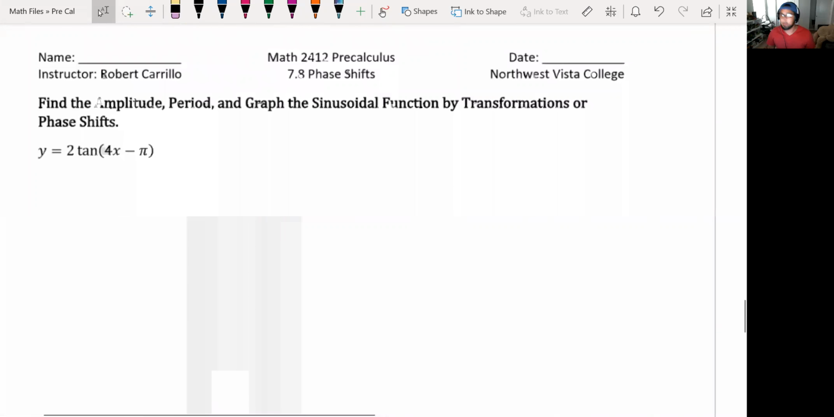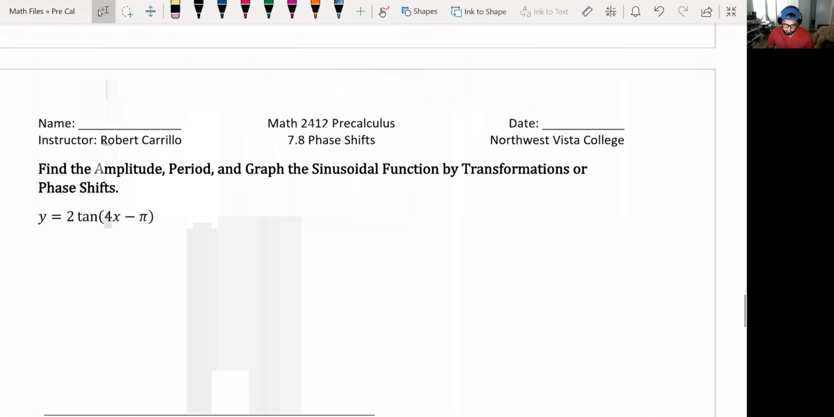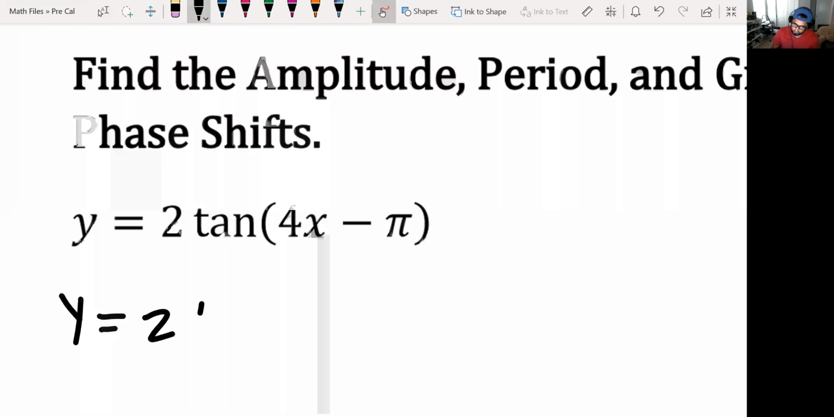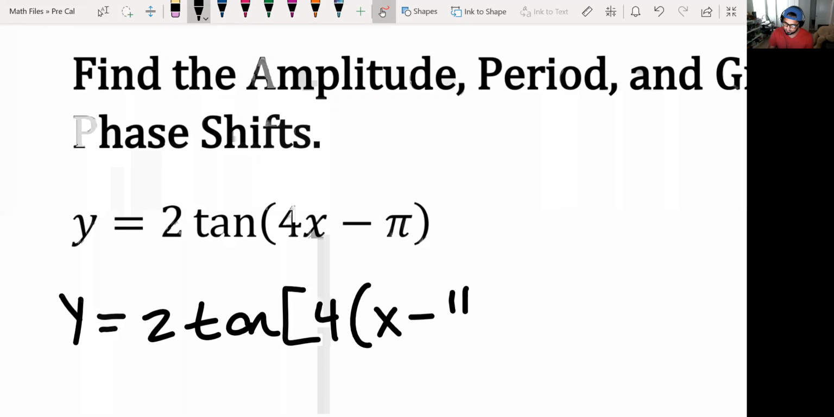Last one. I'm going to do this one by transformation. I think it's just so much faster, right? So here it says graph this trig function, and of course, find amp, period, and phase shift. So first I'm going to rewrite it so we see the transformations that are going on. Y equals 2 tangent bracket, factor that 4 out, and you have x minus pi over 4.